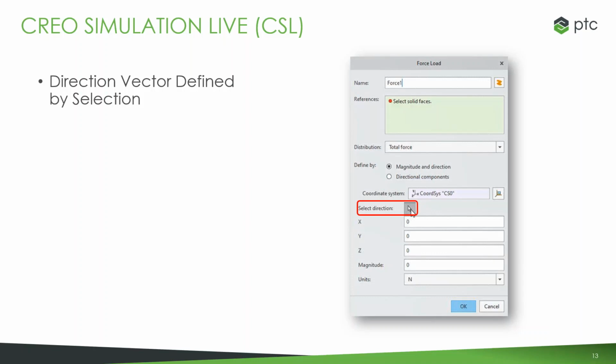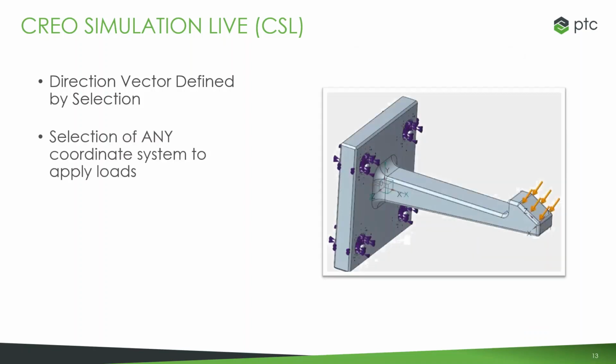So you can select a piece of geometry that has the same vector direction as the load that you'd like to apply. So instead of using that default coordinate system and having to enter in all of those different components, you can just select the line or surface that you'd like to use that direction, and then choose which way you'd like it to go on that direction, right, forward or backward, plus or minus. You can also choose any coordinate system.